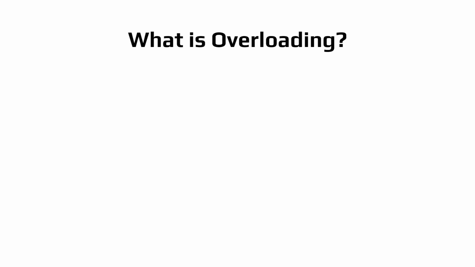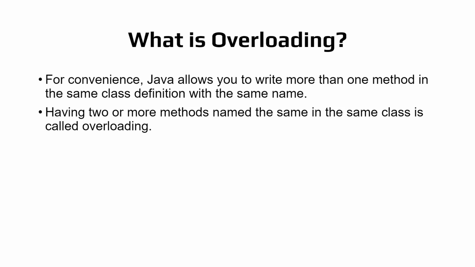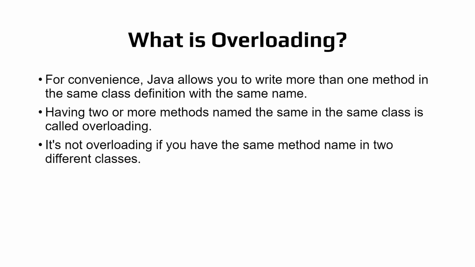Hello everyone. Before actually going into the programming example of polymorphism, we'll do this quick small tutorial on method overloading. So what is overloading? For convenience, Java allows you to write more than one method in the same class definition with the same name. Having two or more methods named the same in the same class is called overloading. It is not overloading if you have the same method name in two different classes.